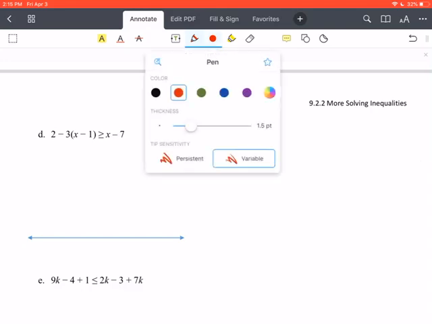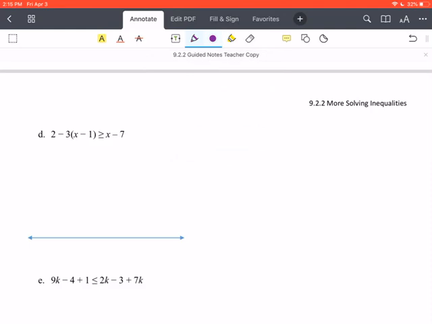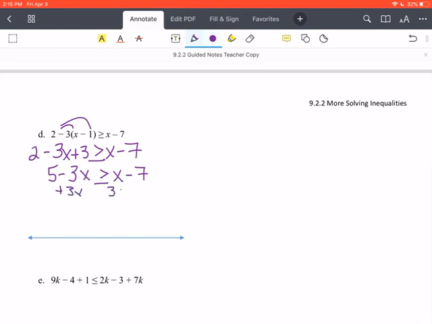Okay, so now we have distributive. So let's go ahead and expand first. So we have 2 minus 3x plus 3, because we got to distribute in, is greater than or equal to x minus 7. Combine my like terms on the left side. So 2 plus 3 is 5 minus 3x is greater than or equal to x minus 7. So I want to move my -3x over, so I'm going to add 3x to both sides.